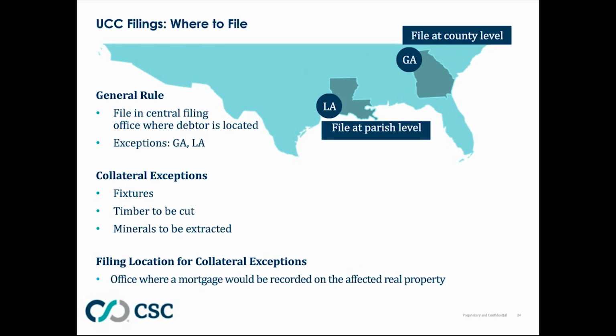However, there are some collateral exceptions, such as fixtures, timber to be cut, and minerals to be extracted. So the filing location for collateral exceptions, like the fixtures, timber to be cut, and minerals to be extracted, would be the office where a mortgage would be recorded on the affected real property.